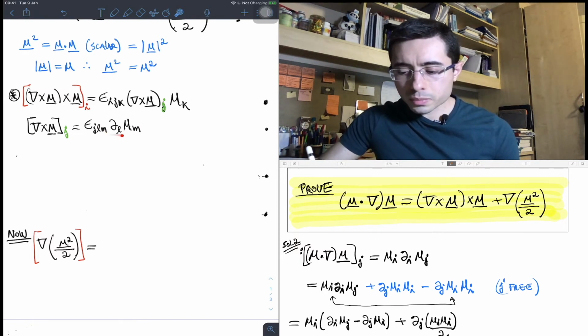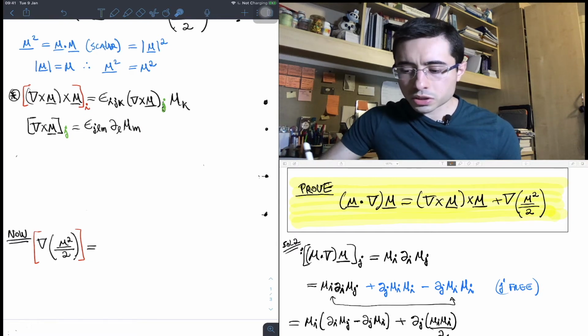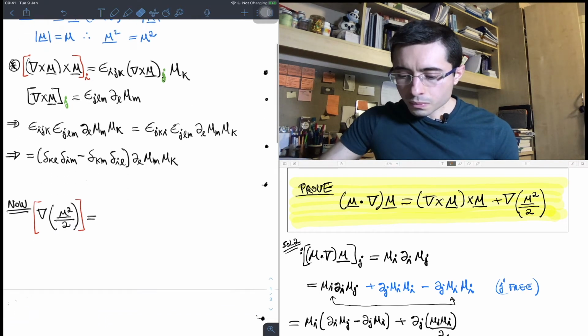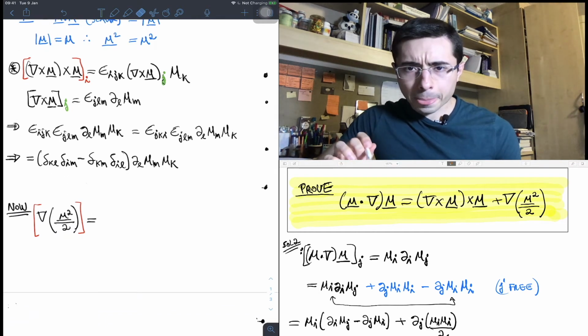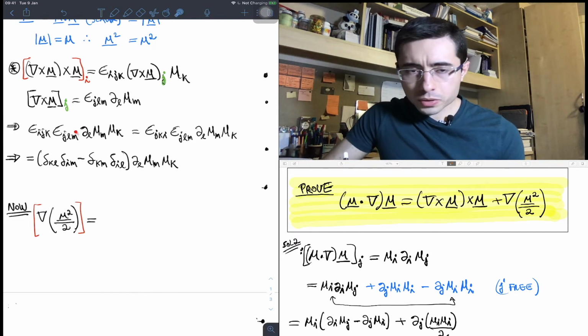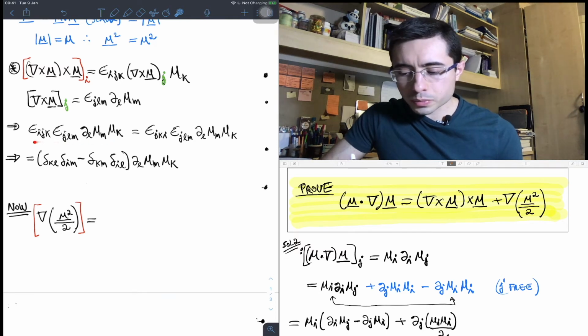Now I have this extra bit here, so I just need to put it back here, right? So if we do that, now we have two epsilons here, right? And this term, we just repeat this term as before.